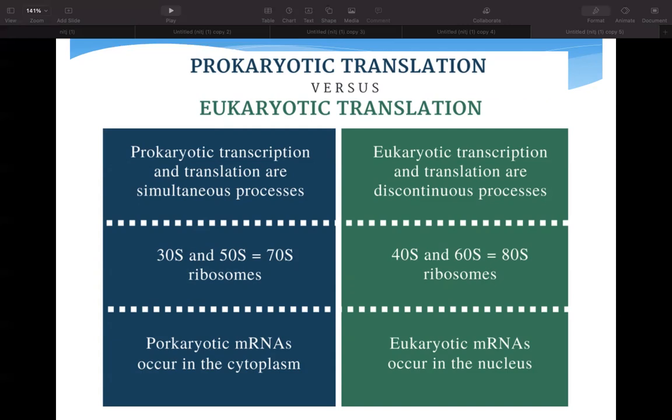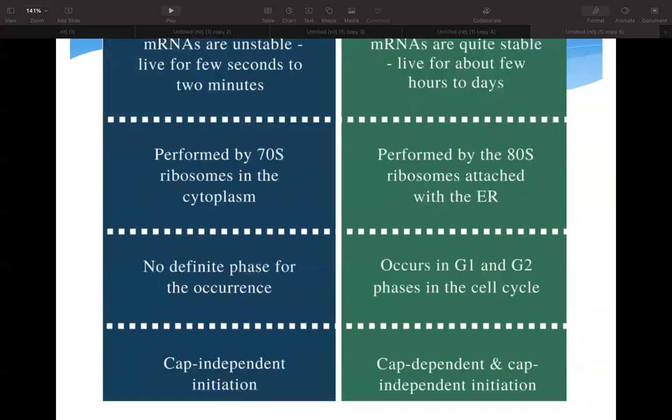Prokaryotic mRNA translation occurs in the cytoplasm because it is a prokaryotic cell, and in eukaryotes, mRNA is made in the nucleus. Later, it moves through the nuclear pore into the cytoplasm. In prokaryotes, the mRNAs are very unstable because they are polycistronic and live for a few seconds to minutes. But in eukaryotes, the mRNAs are quite stable and live for a few hours to days because eukaryotic mRNAs are monocistronic.